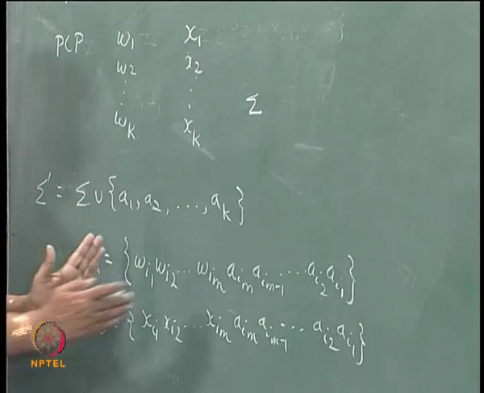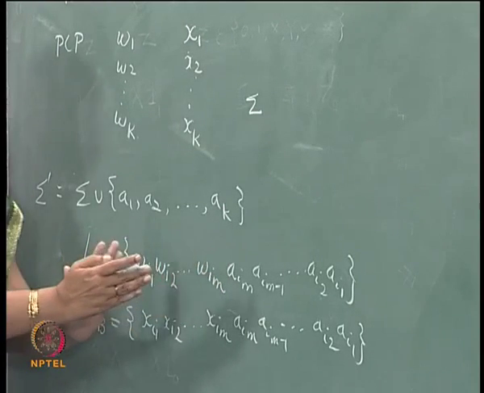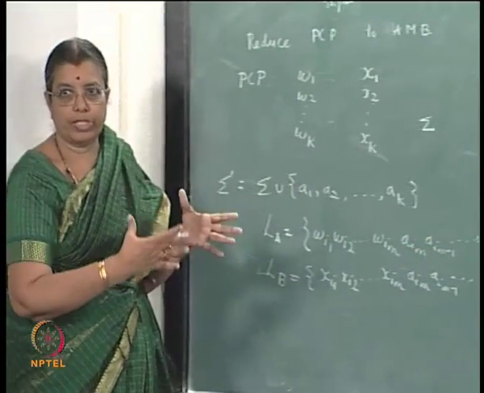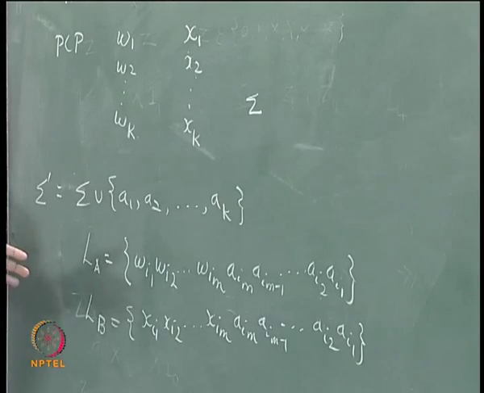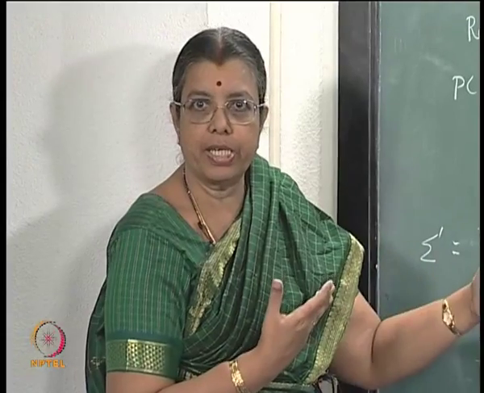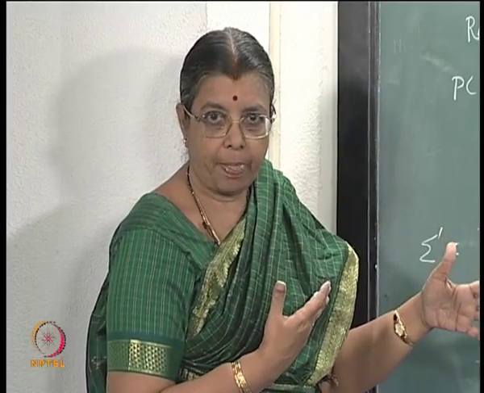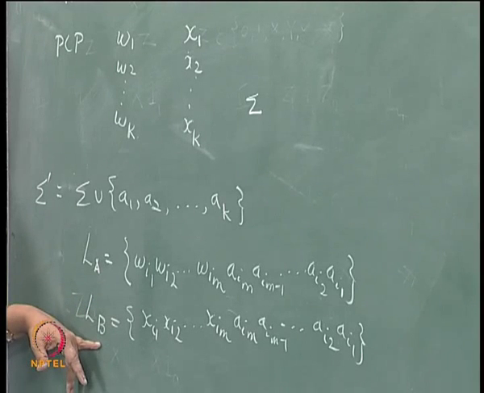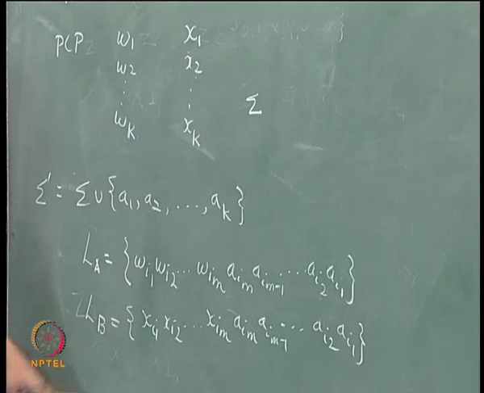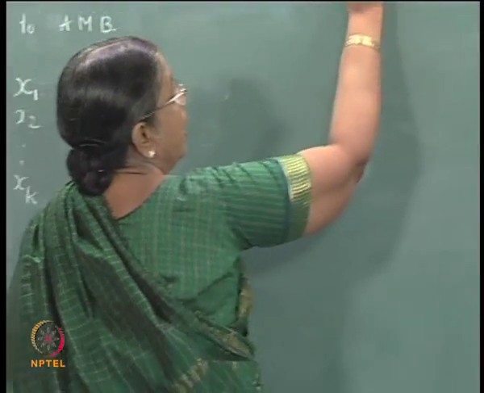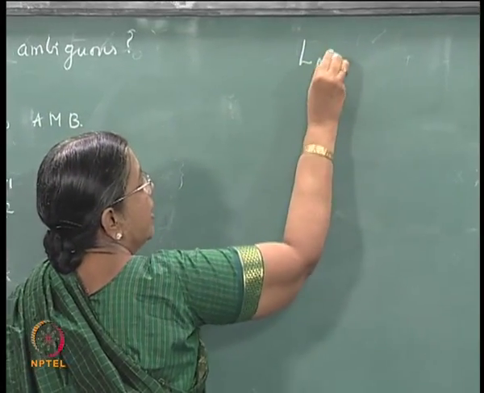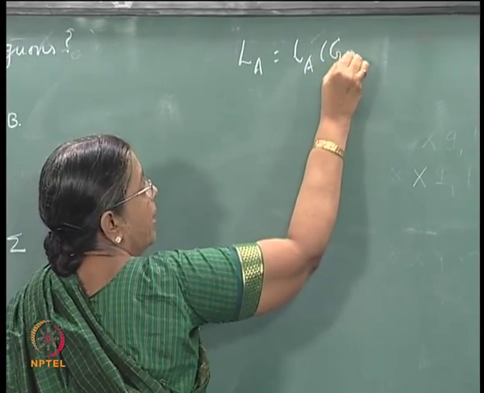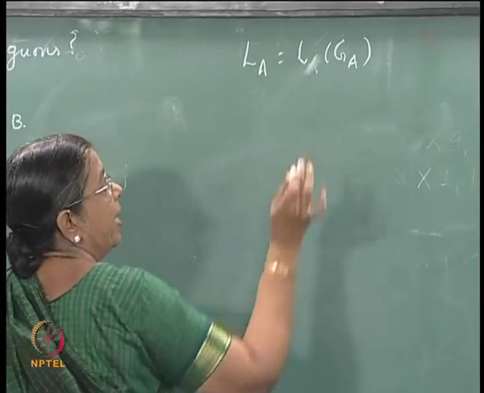Now, this portion is from sigma, and this portion is made up of the new symbols. Each string has two portions. The first portion is made up of symbols from sigma, the second portion is made up of the new symbols. Now, you can have a linear grammar for LA, and you can have a linear grammar for LB. LA is the language of a grammar GA.